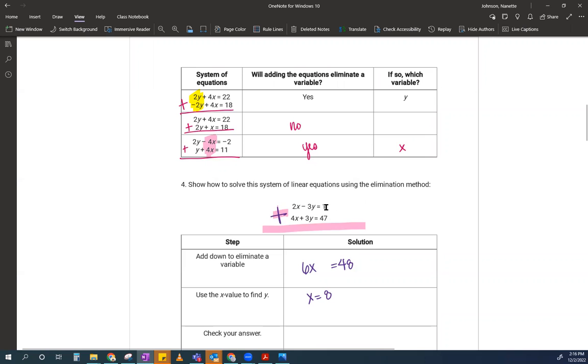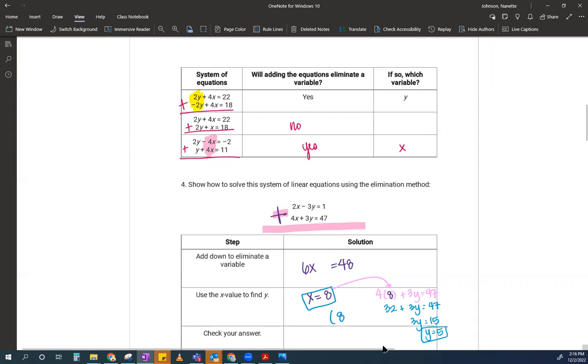You plug into whichever one you want. I tend to avoid negatives because I make mistakes with negatives. So I'm going to plug into my second equation, 4x plus 3y equals 47. And instead of that x right there, I'm going to put my 8. Okay. And then I just simplify, right? So that's 32 plus 3y equals 47. And then that means 3y equals 15, which means y equals 5. So here's my x and here's my y. Very good. So I'm going to write my answer as a point, (8, 5).